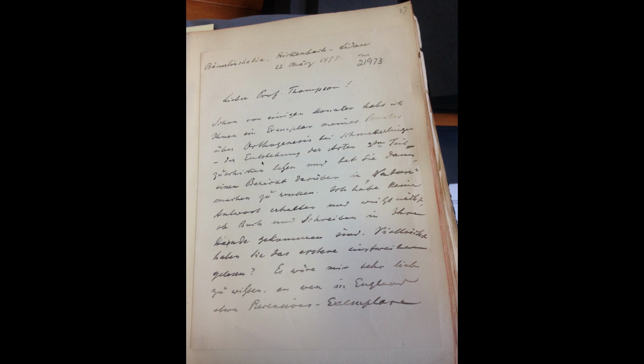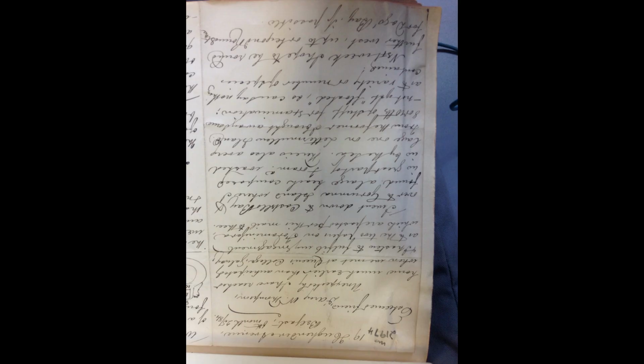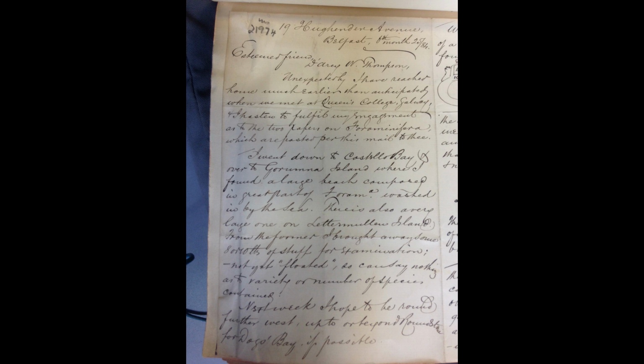Dear Professor Thompson, this is in German, so I can't read it. Belfast, 1884. Unexpectedly, she reached home, which was earlier than anticipated, when we met at Queen's College, Galway. Blah blah blah.